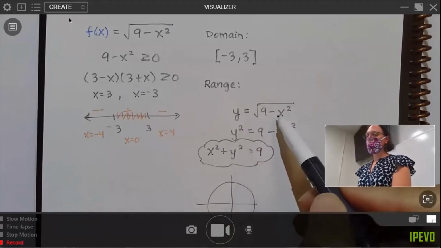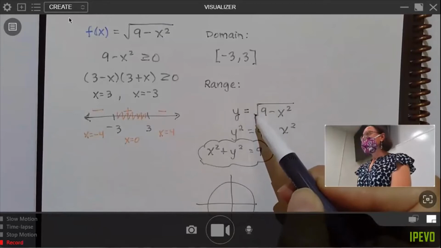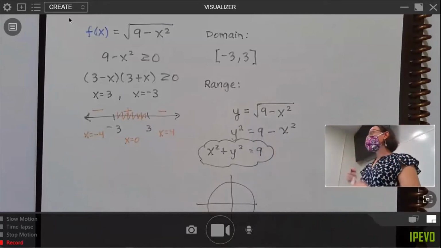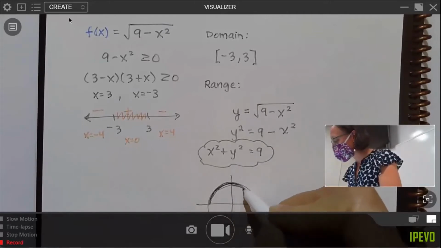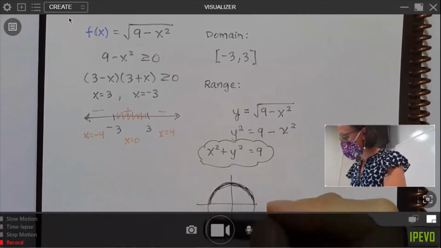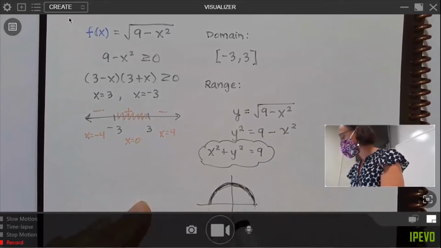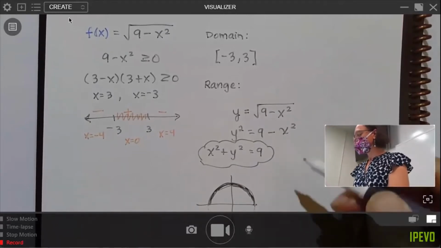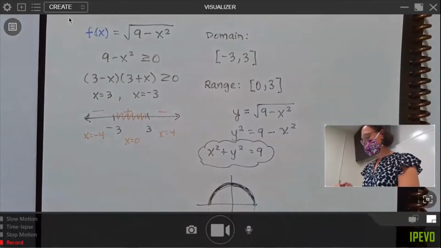The problem is that that square root piece, the answer of what comes out of a square root is always a positive number. So that square root piece tells me we're only looking at the positive y values or the top half of this circle, and the rest of it should not be included. So my range is from 0 to positive 3.